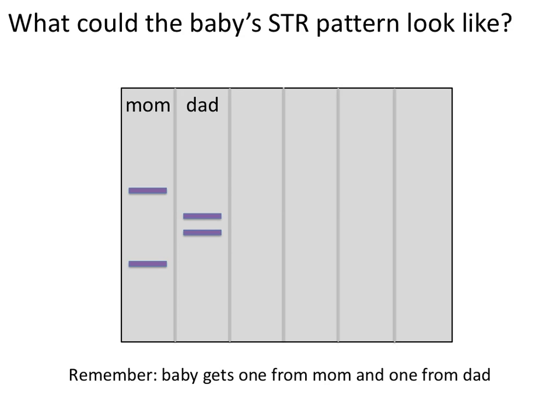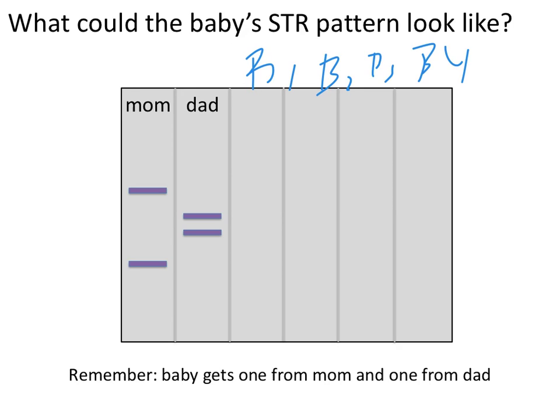Okay, so what could the baby's STR pattern actually look like if I were to give you this? Well, remember, each person has two. Mom has two. Dad has two. Okay? So we could actually go through and we could say, okay, this is B1, B2, B3, and B4. Okay?